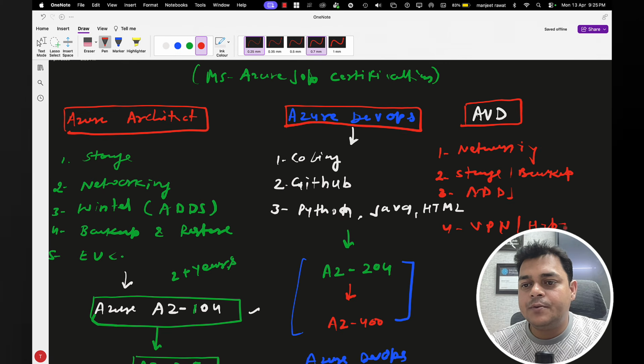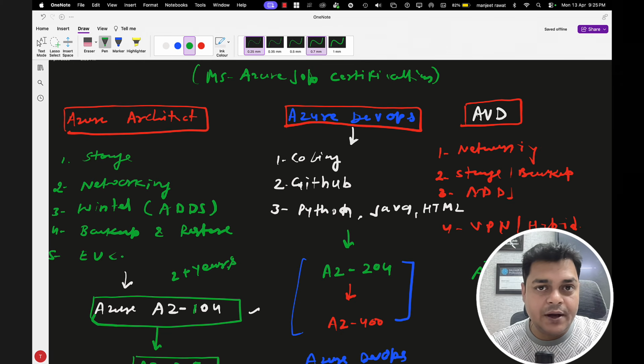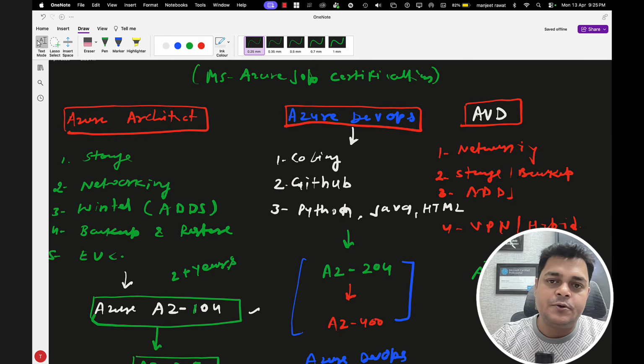Then you can prepare for Azure AZ-140, right? So this is the certificate for Azure Virtual Desktop. Plus, if you add AZ-500, that will help you a lot to manage security over the portal.